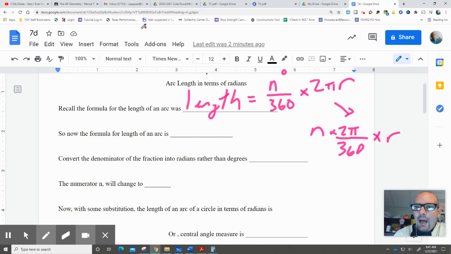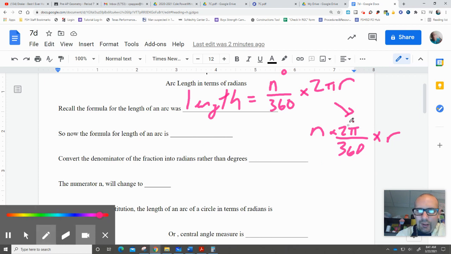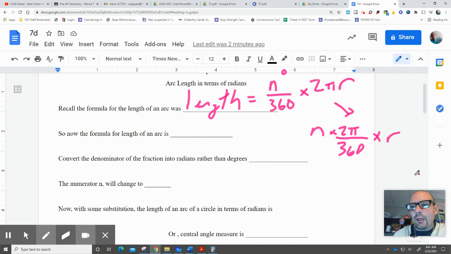Next, I'm going to take the 2 over 360 and reduce that down. Instead of 2 pi over 360, that reduces down to 1 pi over 180. So 2 over 360, reduced as a fraction, becomes 1 over 180. That's what our formula for the length of an arc is going to be after we take the original one and move some stuff around. Nothing's really changed, we just changed the way it looks.